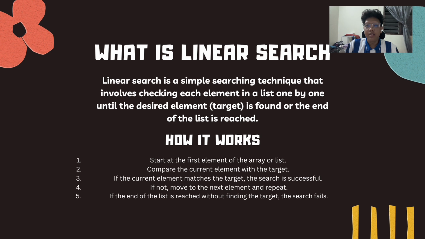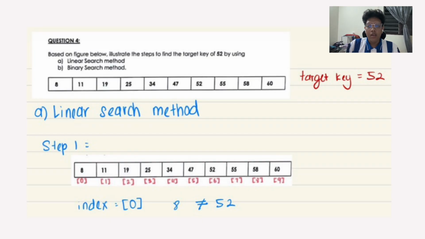So how does it work? It starts at the first element of the array or list, then compares the current element with the target. If the current element matches the target, the search is successful. If not, move to the next element and repeat. Lastly, if the end of the list is reached without finding the target, the search has failed. So we proceed to the question and we will explain how to answer it.